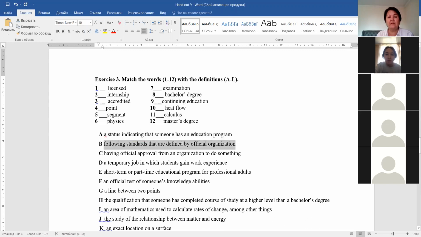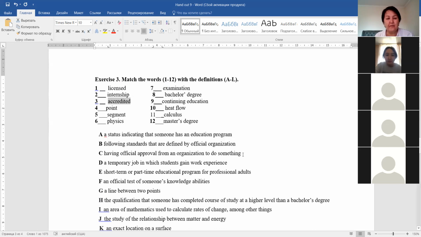Following standards that are defined by an official organization. How do you translate follow standards? Следовать стандартам, установленным официальной организацией. What is it? Accredited. Yes, you are right.